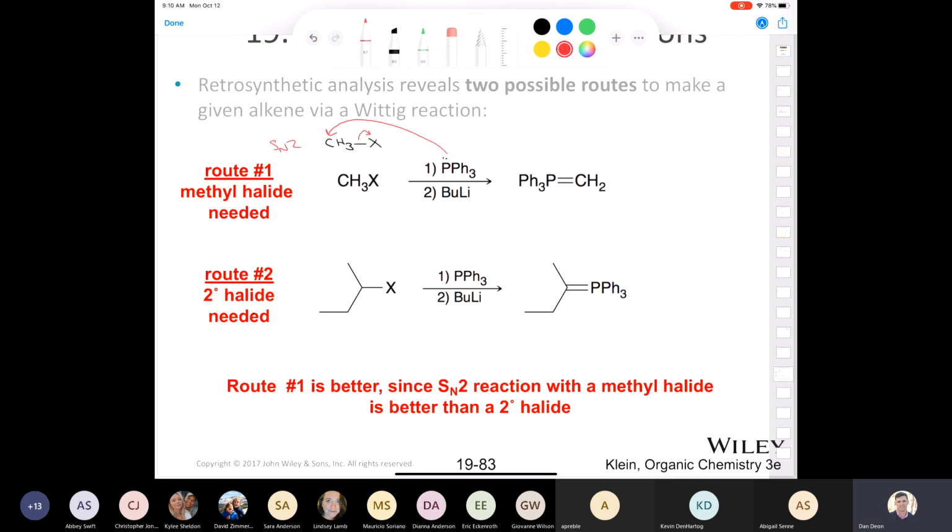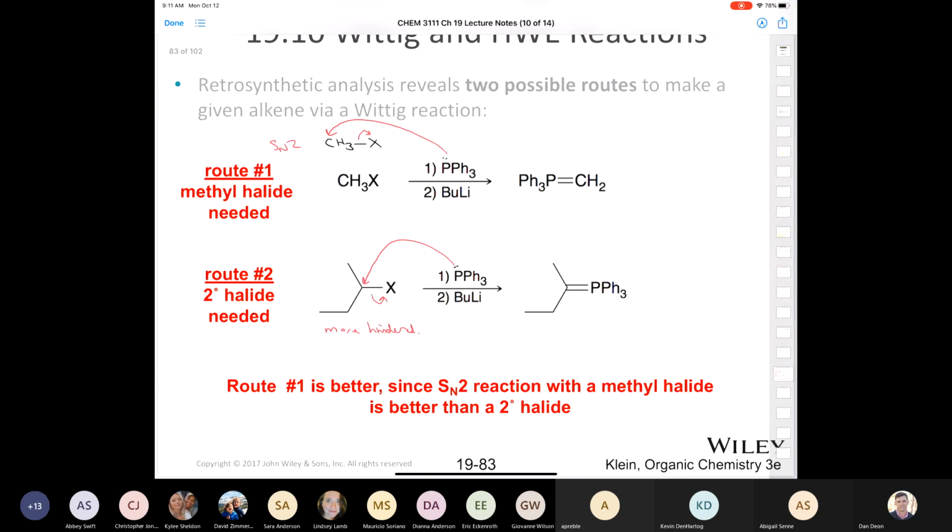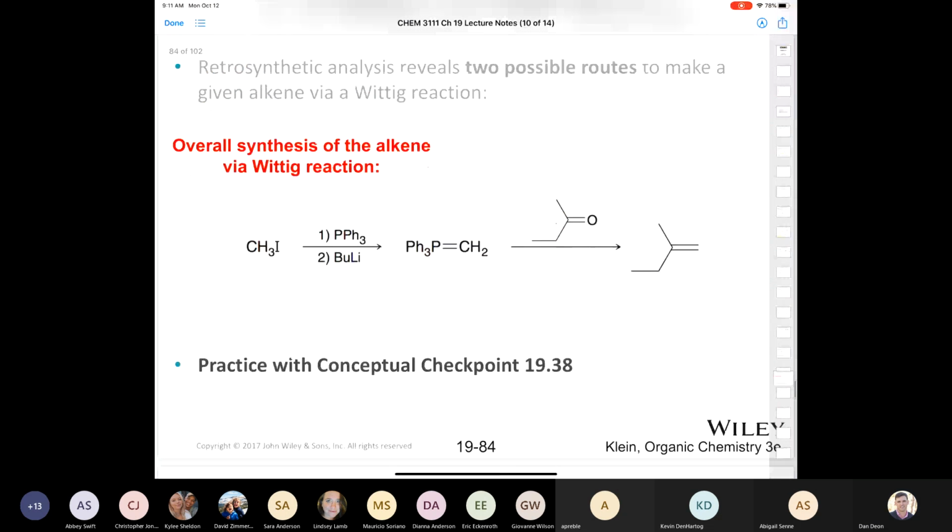If we have a secondary alkyl halide, we're going to do an SN2 reaction, but it's not going to function nearly as well, because it's much more hindered, as Eric said. We'll put here more hindered, like that. There we have it.